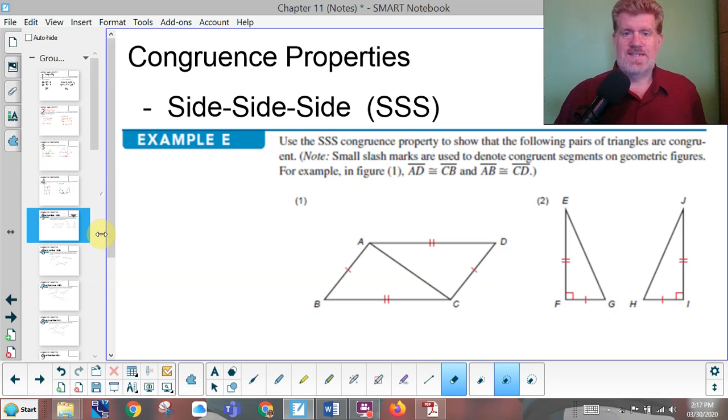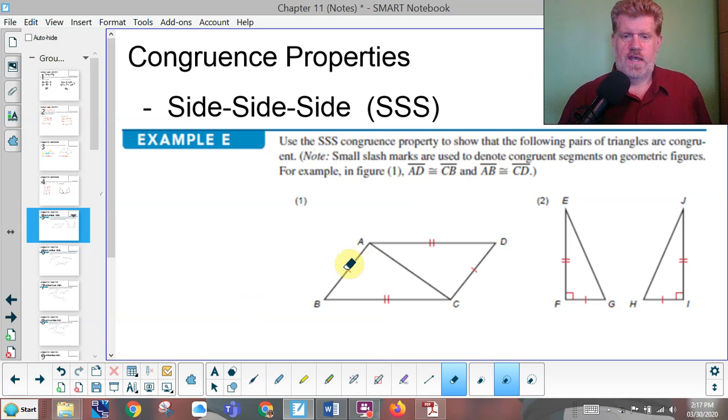So the first one, side, side, side, SSS. If you can show that all 3 sides of a triangle are congruent to each other, then the angles are also congruent to each other. All right? So it says use the SSS congruence property.